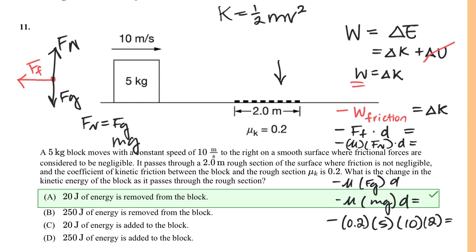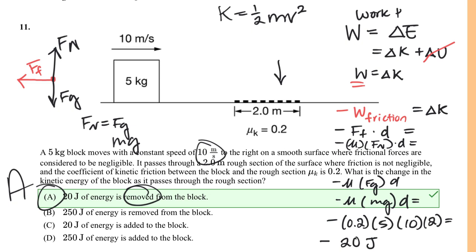And then once I plug all those in, I can find the change in kinetic energy. And that's going to be 20. So it's going to be negative 20 joules. So that means that 20 joules is going to be removed from the block, and that's going to be A. Notice I did not use 10 meters per second at all, and that's just the perk of using the work energy theorem. So again, this is called the work energy theorem, and you just don't have to use velocity in this equation.